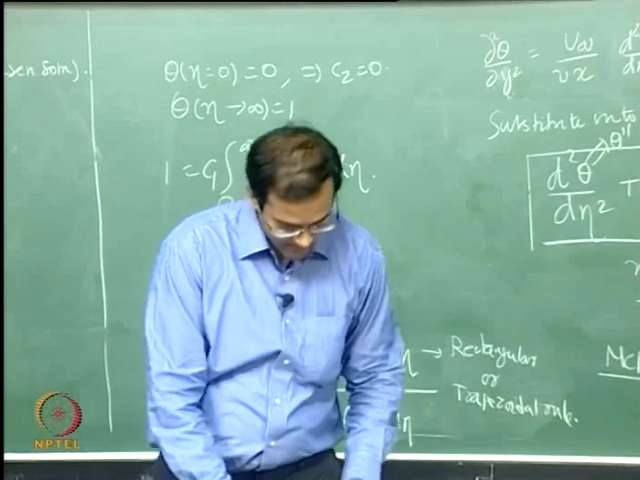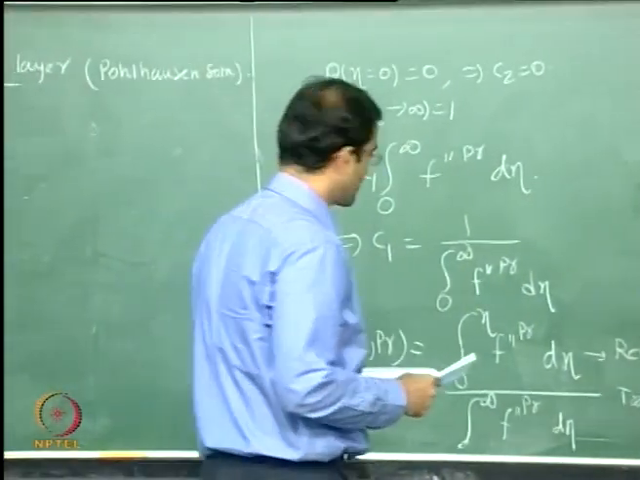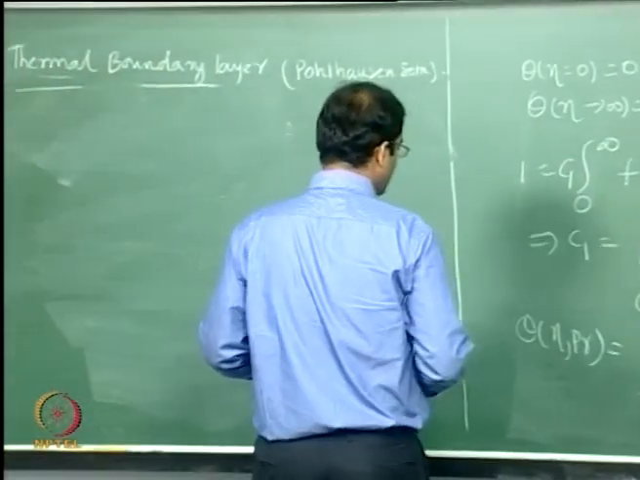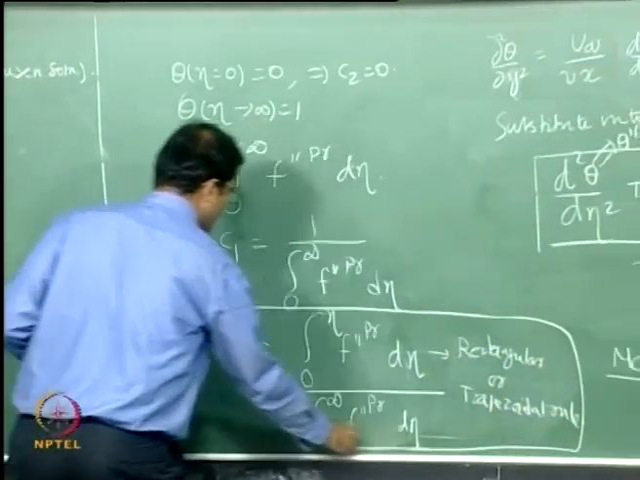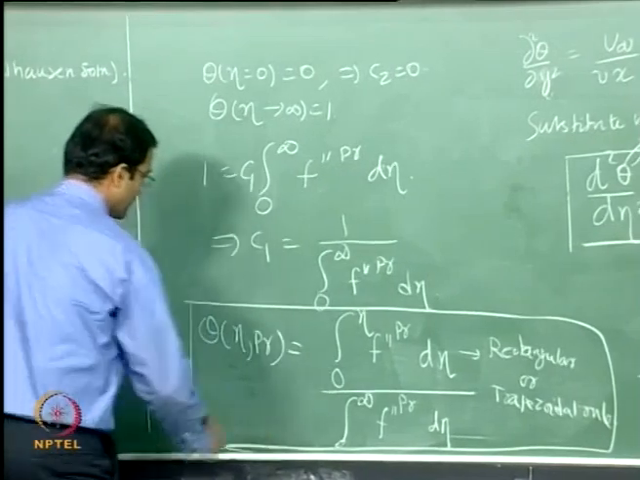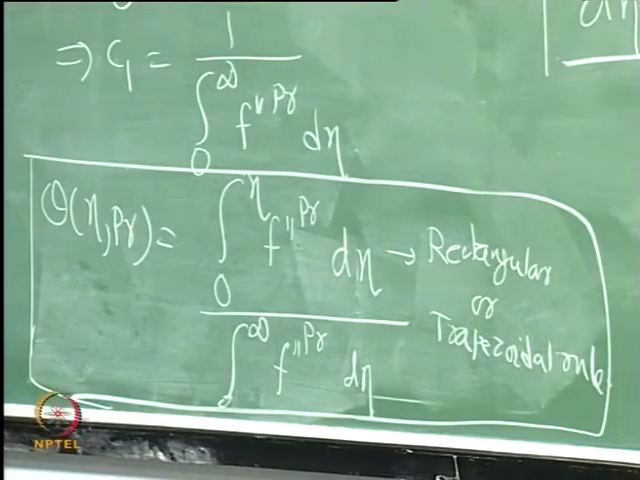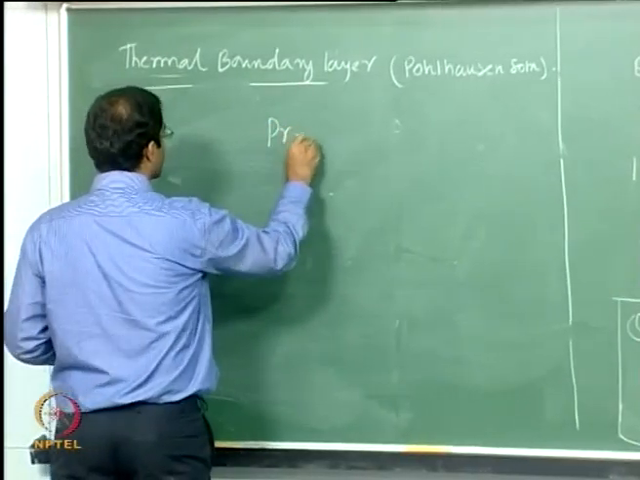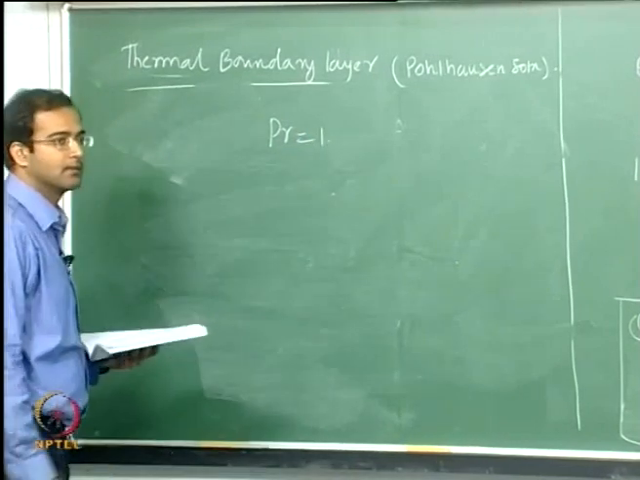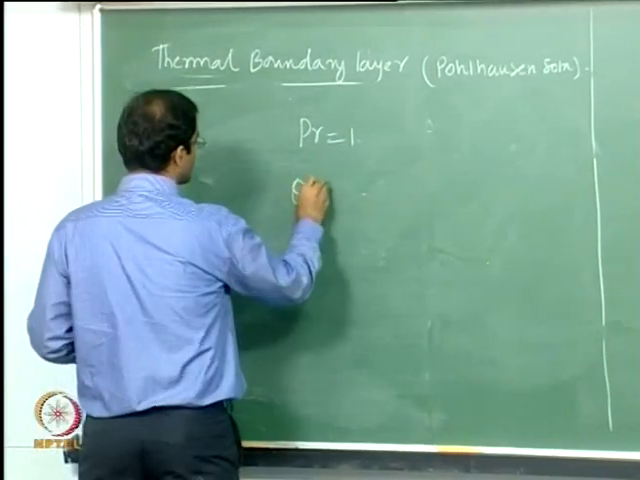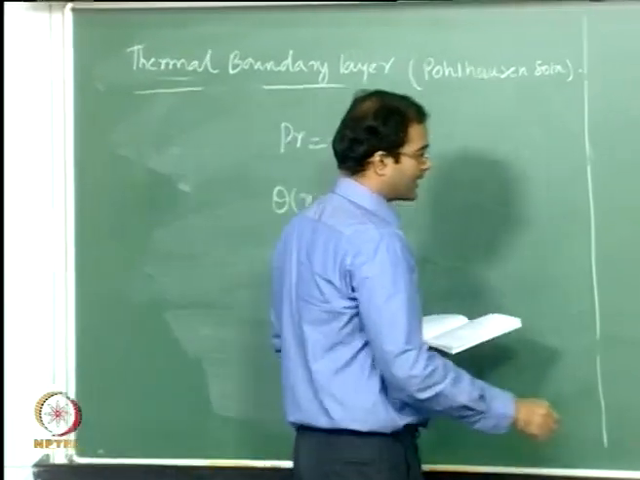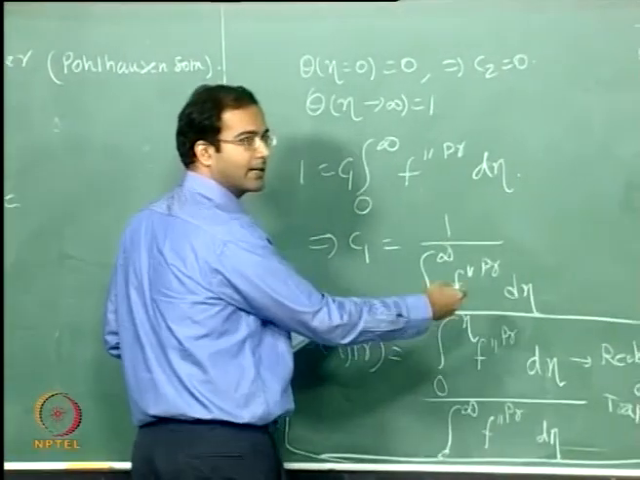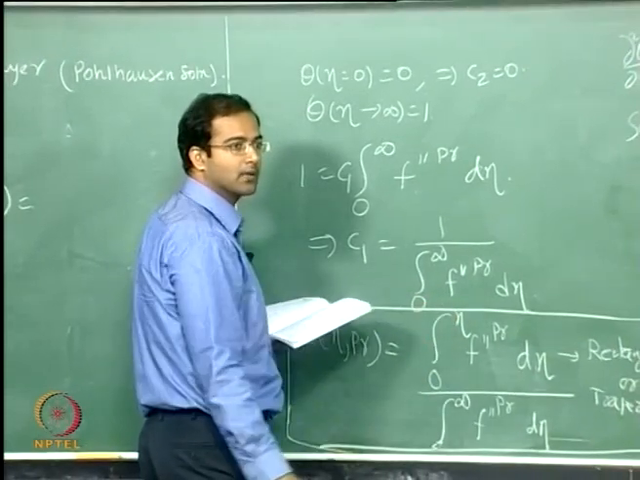I will do just one more thing with which I will stop today. If you look at this particular solution which we have derived by method 1, for a particular case where Prandtl number is equal to 1, what happens? So this theta, I can directly integrate it out. Now I can do analytical integration if Prandtl number equals 1.